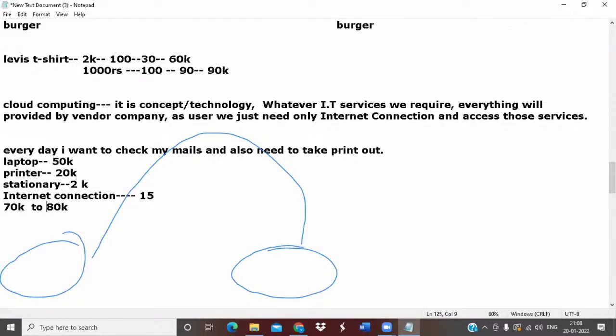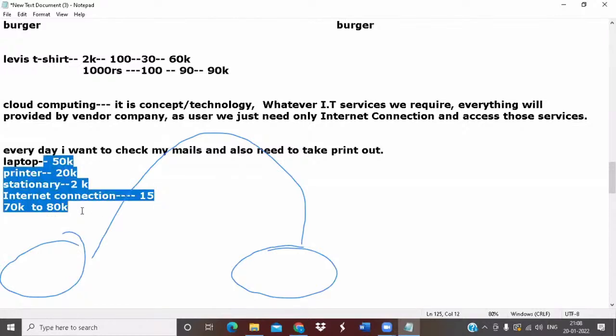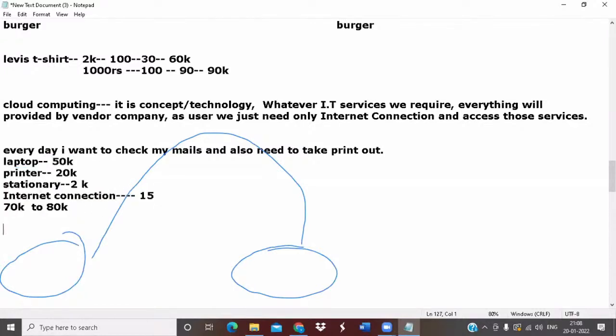No. For just browsing only 5 minutes per day, and also need to take a printout. Tell me, investing 80,000 rupees for just browsing the mails and taking the printout, I think it's unnecessary for us. Yes or no? Yes. So to avoid this problem, instead of purchasing all these things, I'm simply going to some internet center or any browsing center.